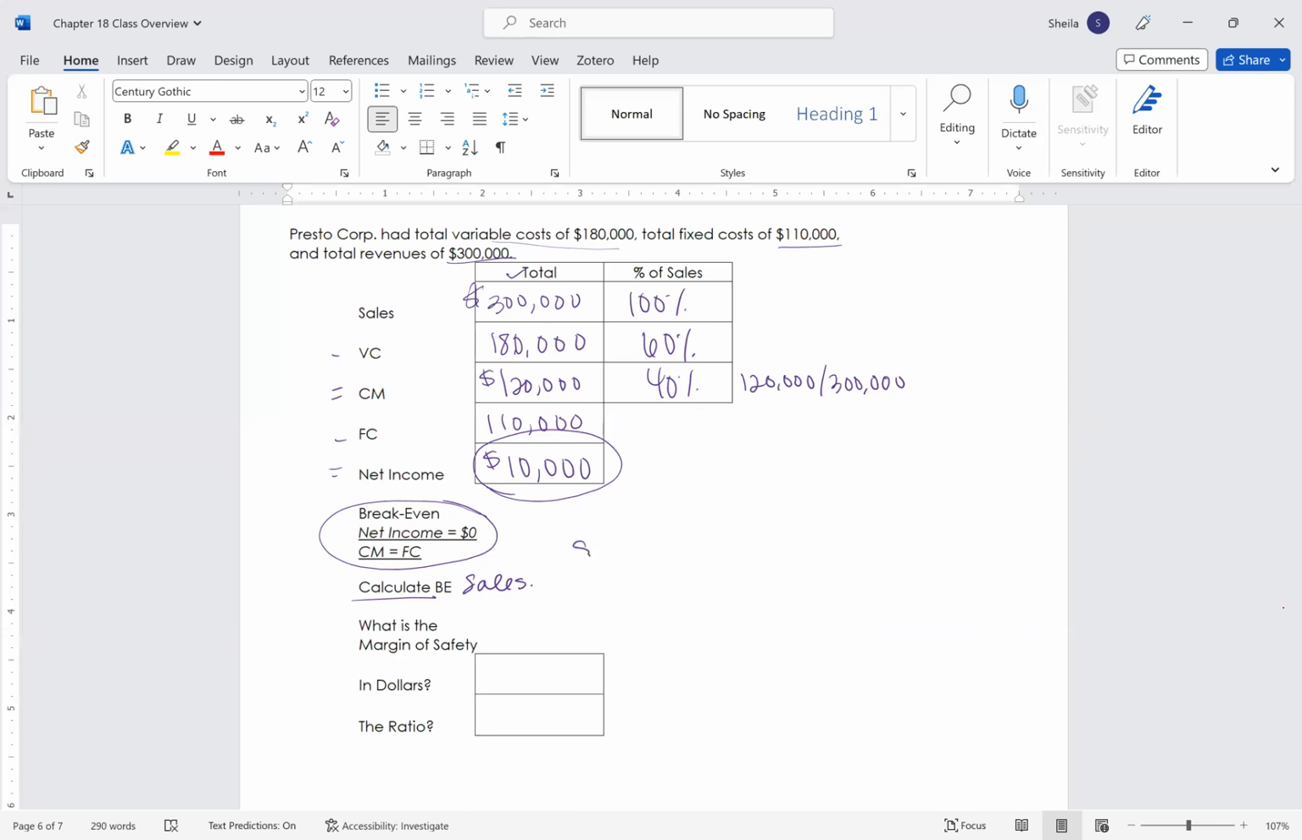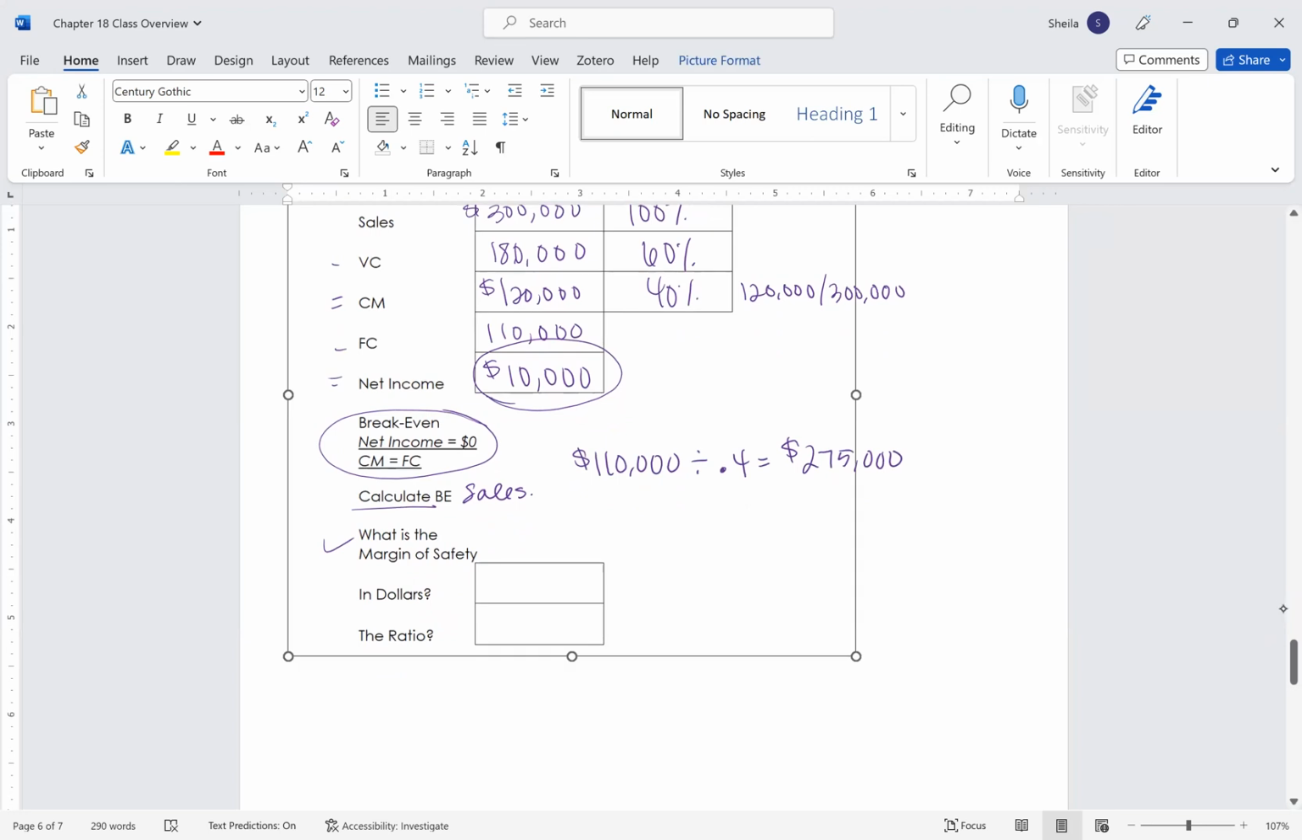Remember, we're covering fixed costs of 110,000 divided by 0.4. That should be giving us break-even sales of 275,000. And again, ask yourself, does that make sense? Yeah, because when we have sales of 300,000, we're making net income. So this is where our margin of safety comes into play.